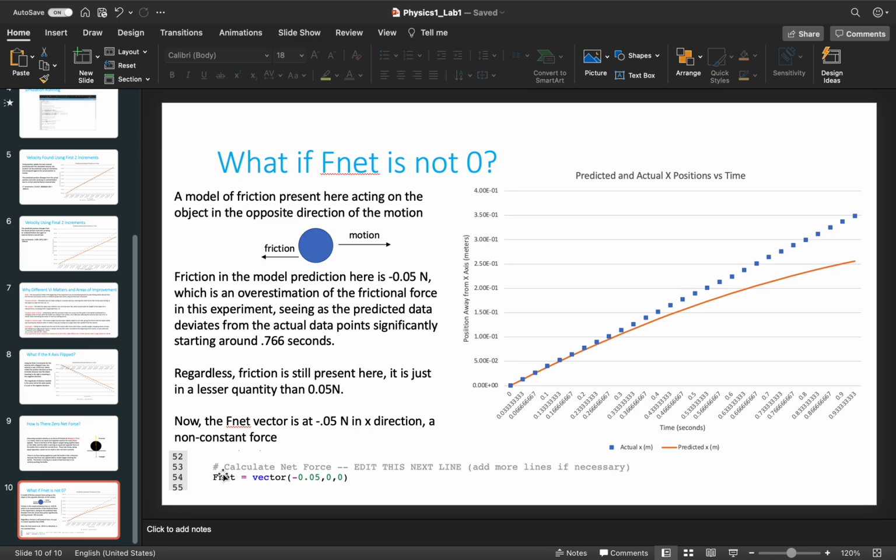And here is the GlowScript code showing that now the force vector is 0.05 newtons in the left direction.